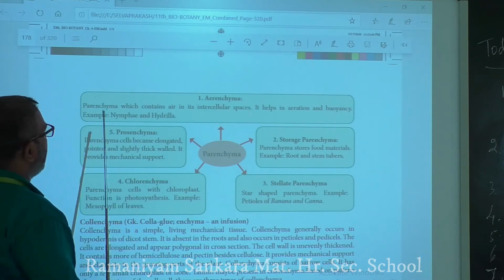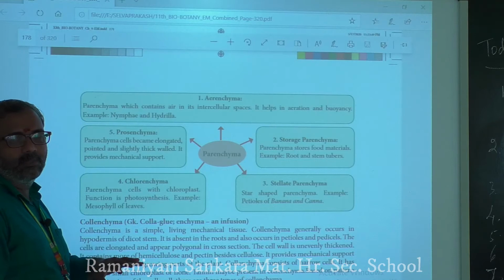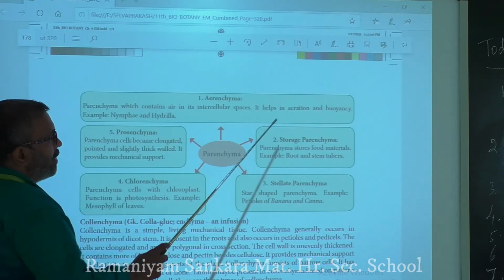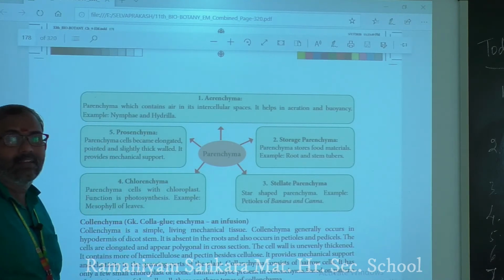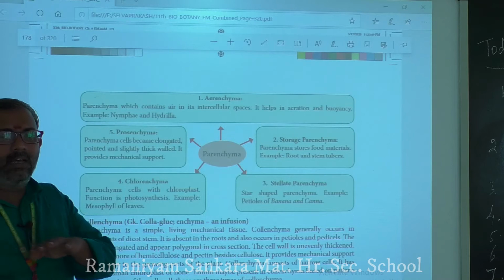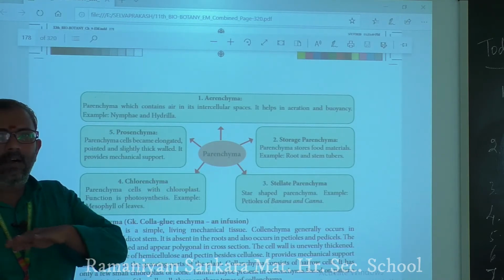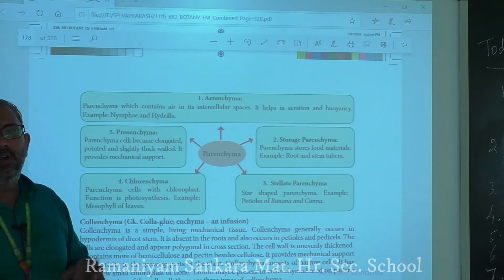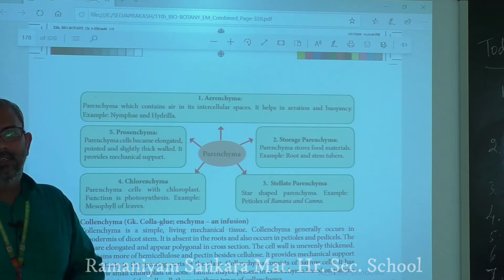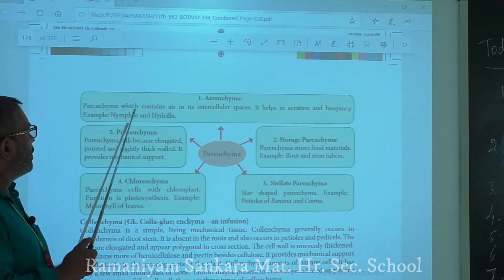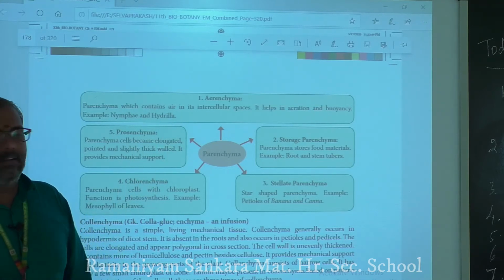First one, aerenchyma. Parenchyma which contains air in the intercellular space. The intercellular space is occupied by air. It helps in aeration and buoyancy. For example, Nymphaea and Hydrilla. These plants float on the water surface because aerenchyma tissues are present in them. That's why Nymphaea and Hydrilla plants are floating in the water.